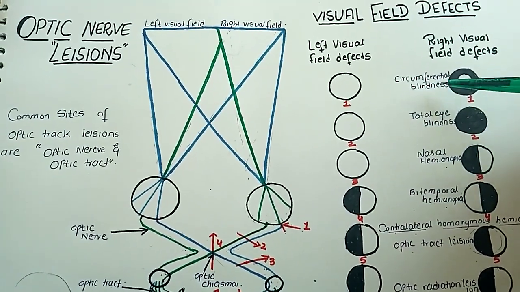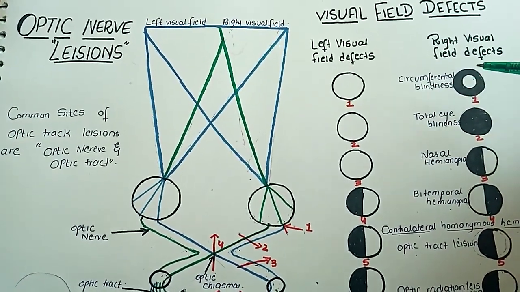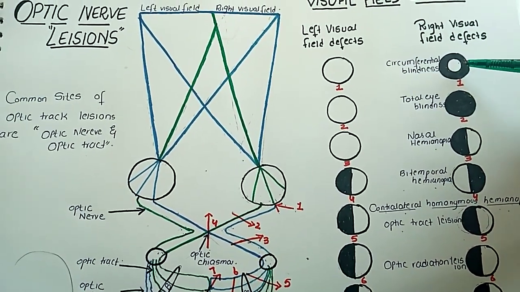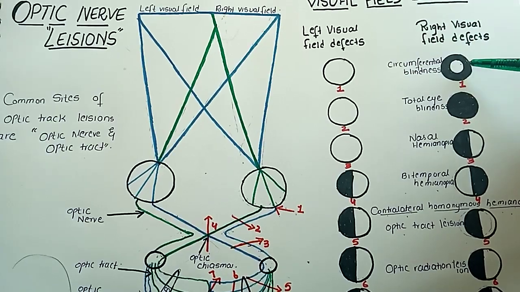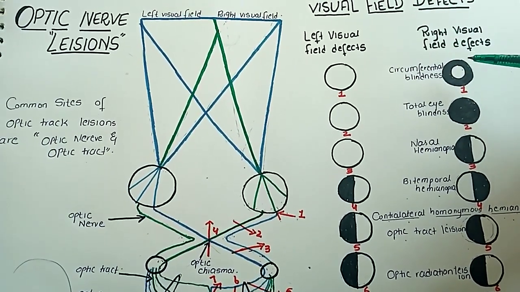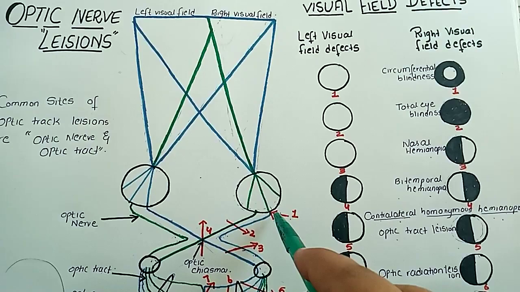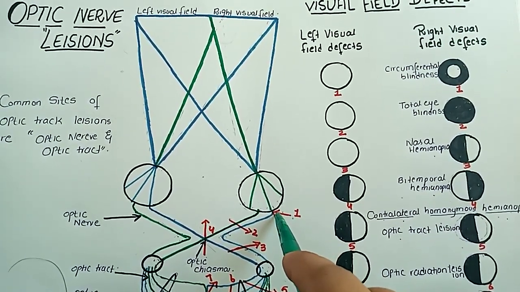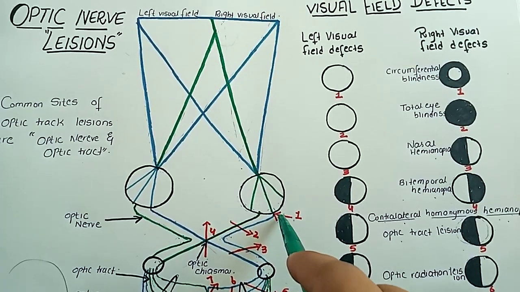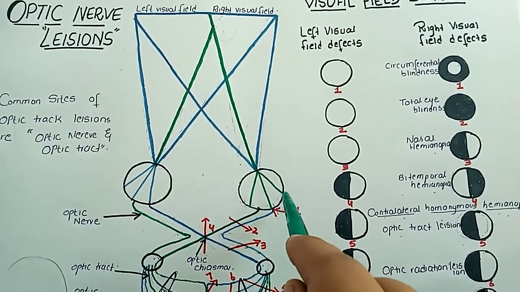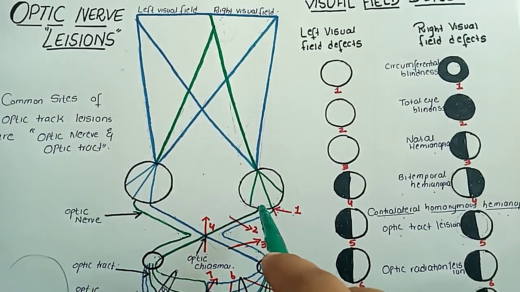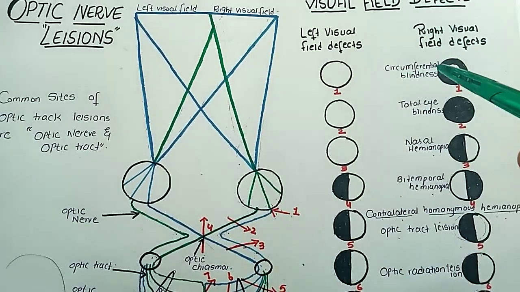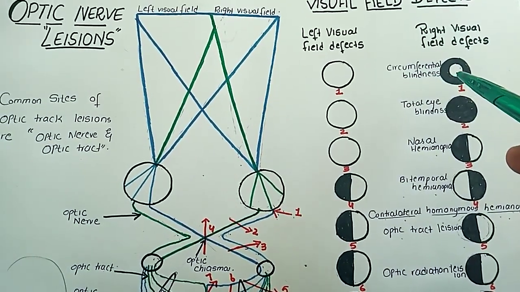The first one is the circumferential blindness. The circumferential blindness occurs due to optic neuritis. Optic neuritis is basically the inflammation or the infection or the swelling of the optic nerve, and this infection spreads from the ethmoidal or the sphenoidal sinuses, and the nerve gets infected as it passes through the optic canal to enter the orbital cavity. So the inflamed or infected nerve in the orbital cavity is responsible for the circumferential blindness.